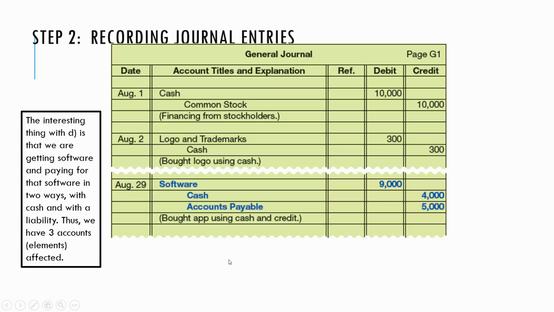Now, this one, again, was a little bit different, as I note over here to the left, because we do have three accounts, but we're still following our rules. The credits are 4 plus 5 for 9,000. The debits, 9,000. So it still followed the rule.